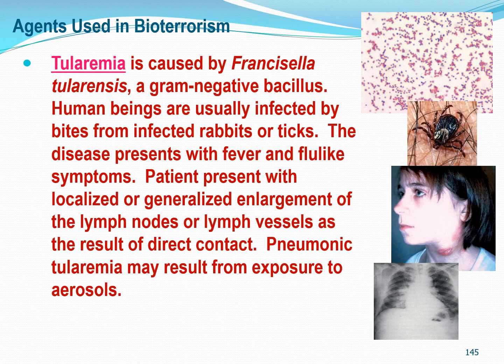Tularemia is caused by a gram-negative bacillus. Human beings are usually infected by bites from infected rabbits or ticks. The disease presents with fever and flu-like symptoms. Patients present with localized or generalized enlargement of the lymph nodes or lymph vessels as a result of direct contact. Pneumonic tularemia may result from exposure to aerosols.